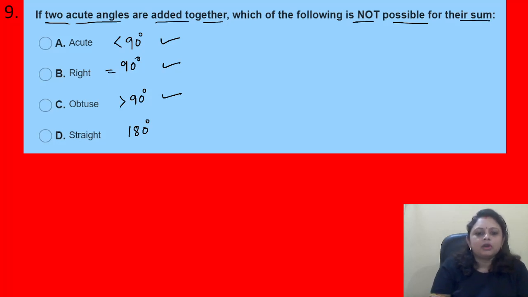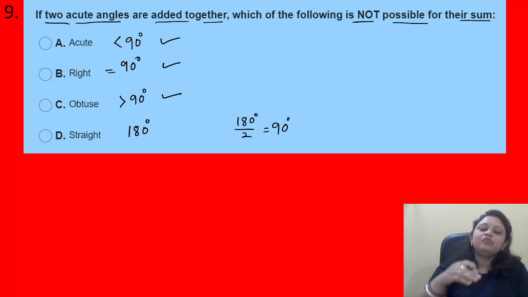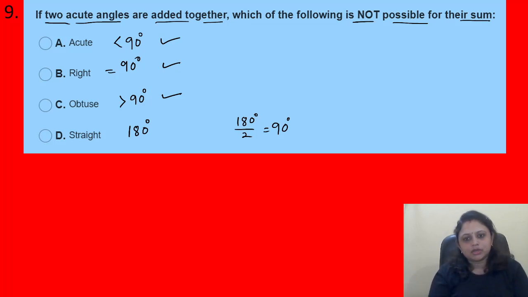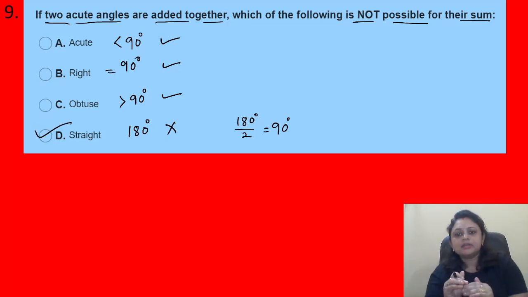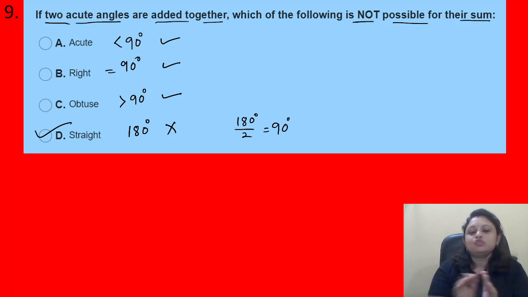Okay. So how we can say that? We know 180 degree by 2, that will be 90 degree. So at least one of them will definitely be equal to or more than 90 degree. And if it is equal to 90 degree or more than 90 degree, it will no more be an acute angle. So this thing that is not possible, that the straight. If two acute angles are added together, then their sum will not be a straight one, right?